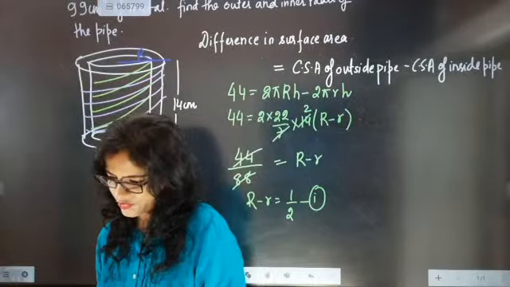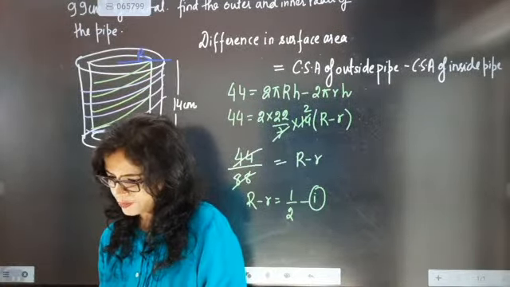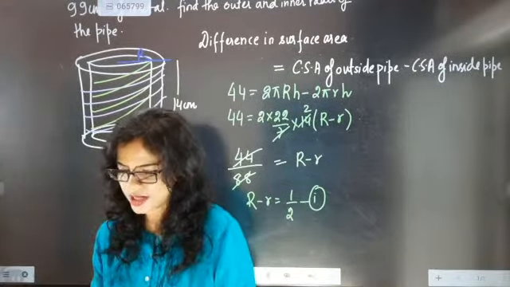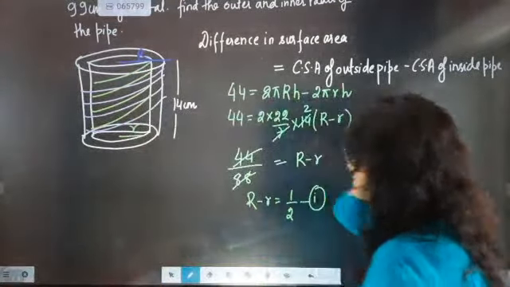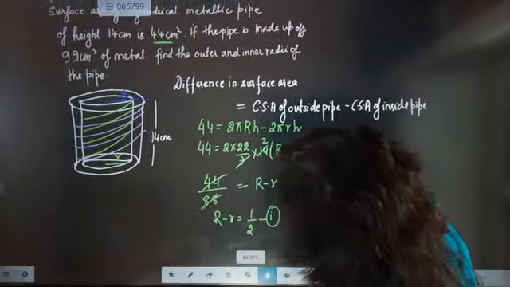Okay, let's check this one out, beta. Let's check what answer is coming. We'll see. So exactly here R minus r is coming as half.